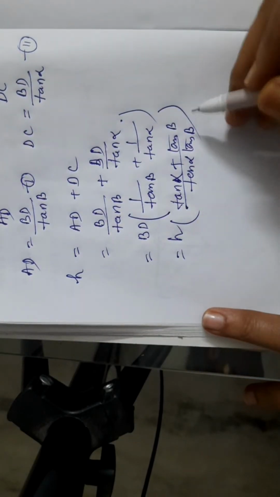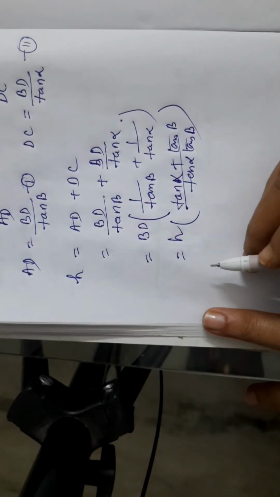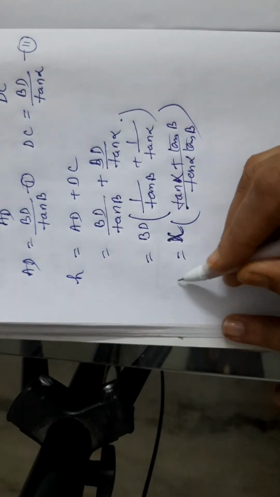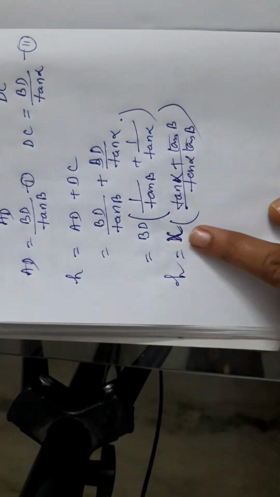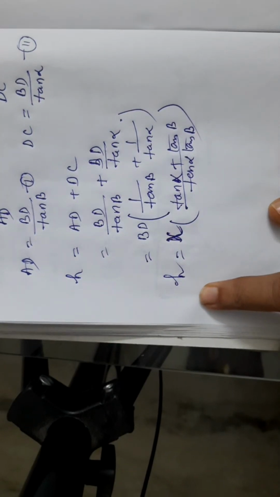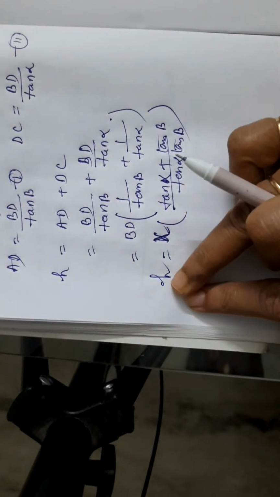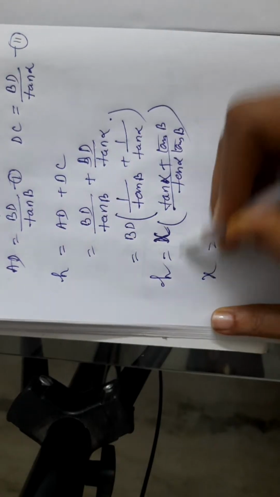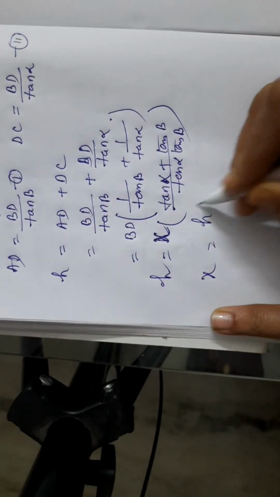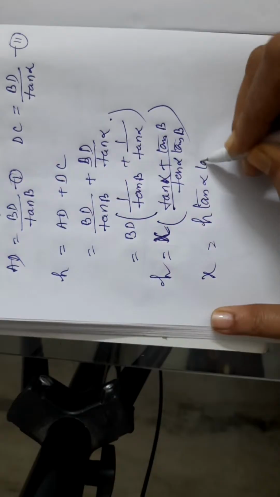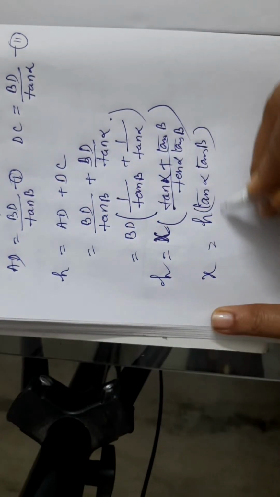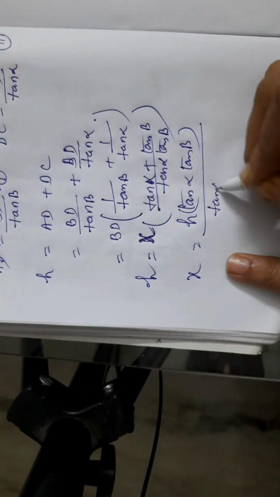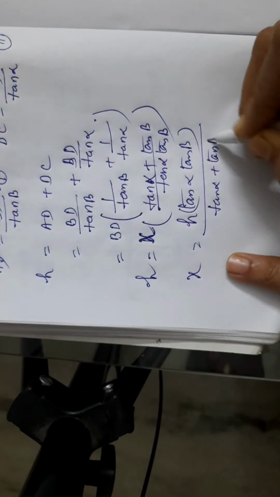Here we calculated BD was X, so replace this by X. We need to find the value of X, not H. So again we'll cross multiply. X is equal to multiplying this denominator with H: H tan alpha tan beta upon tan alpha plus tan beta. Is it clear?